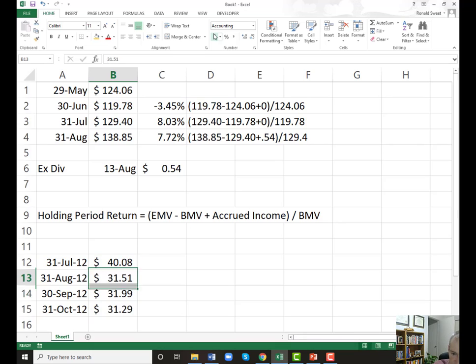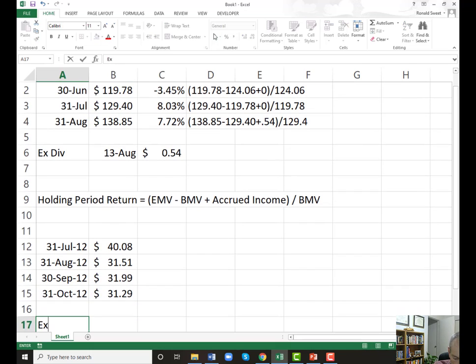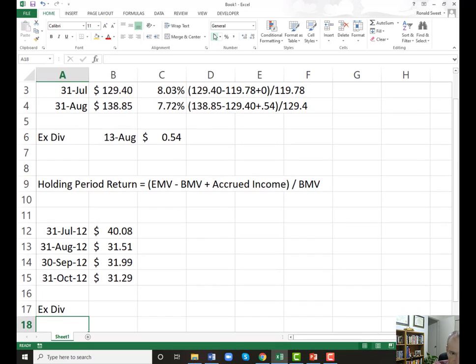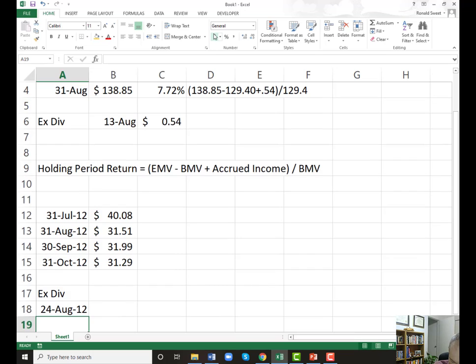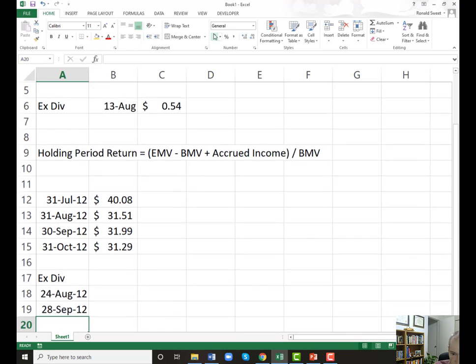And then we have some special dividends. The ex-dividends that we have: one on August 24th, 2012. That was a special dividend. And we had another one on September 28th, 2012. So the special dividend was $10.41, and the regular dividend was 18.5 cents. So let's do our holding period returns.